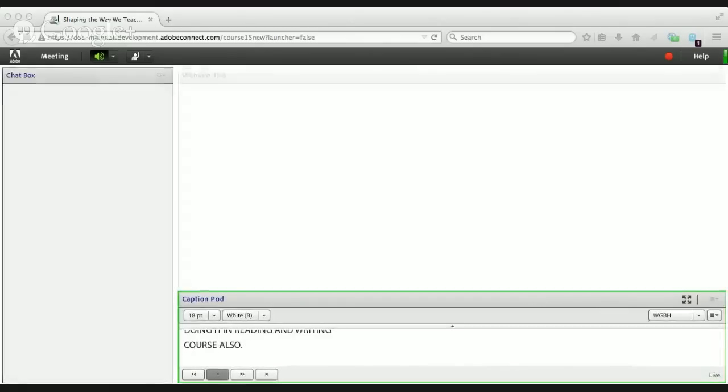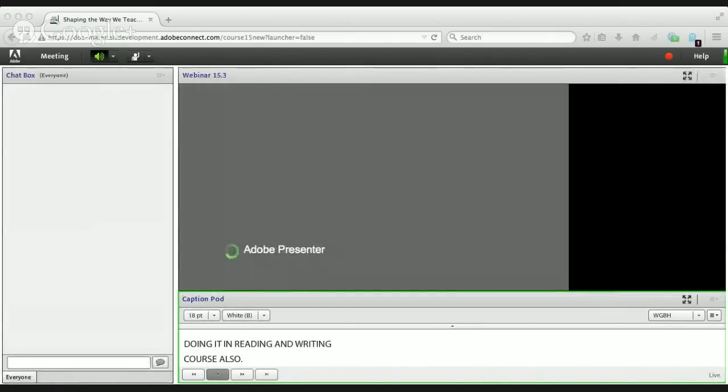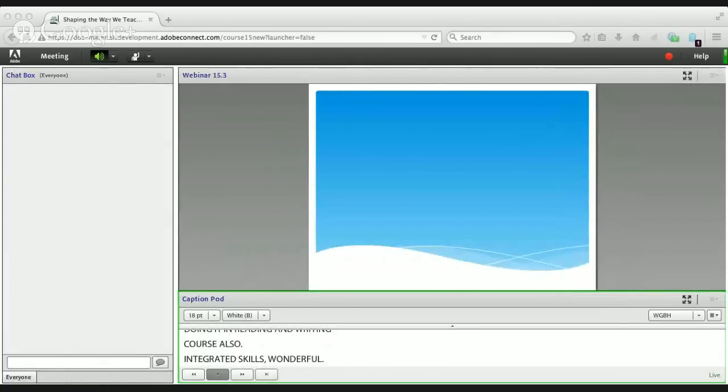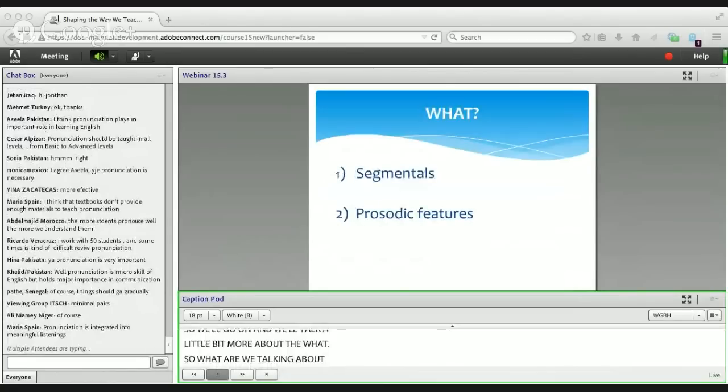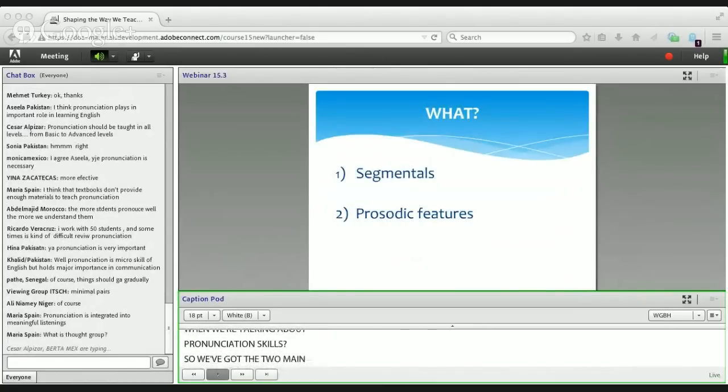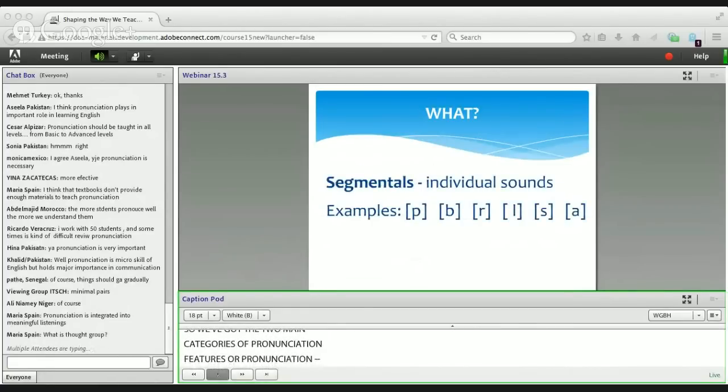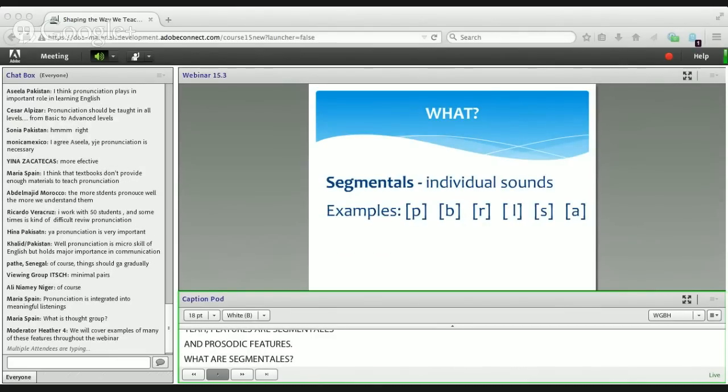So we'll go on and talk a little bit more about the what. What are we talking about when we're talking about pronunciation skills? We've got the two main categories of pronunciation features: segmentals and prosodic features. What are segmentals? Segmentals mean individual sounds. P, b, r, l, s, a, e, i. Any individual isolated sound, phoneme, whatever you want to call it, one sound.